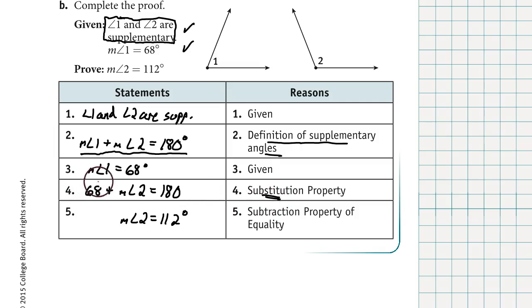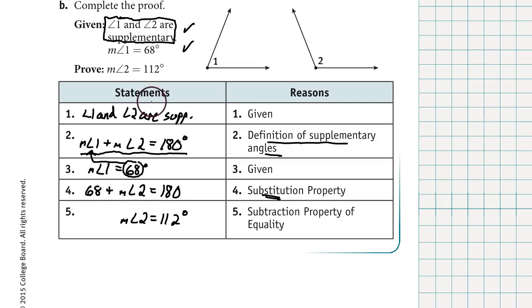So what could have been substituted? Well, in statement 3, we have that angle 1 is 68, so what could have been substituted is the number 68 in place of the symbols measure of angle 1. And that would create what you see here in box 4.